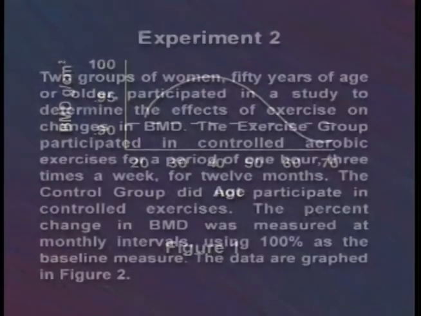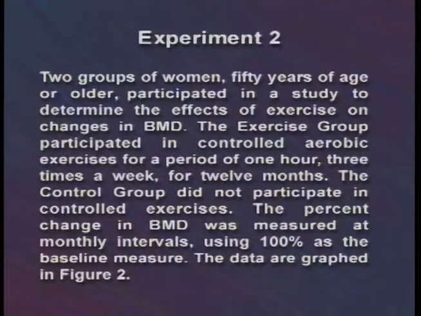Experiment 2. Two groups of women, 50 years of age or older, participated in a study to determine the effects of exercise on changes in BMD. The exercise group participated in controlled aerobic exercises for a period of 1 hour, 3 times a week, for 12 months. The control group did not participate in controlled exercises. The percent change in BMD was measured at monthly intervals using 100% as the baseline measure. The data are graphed in Figure 2.